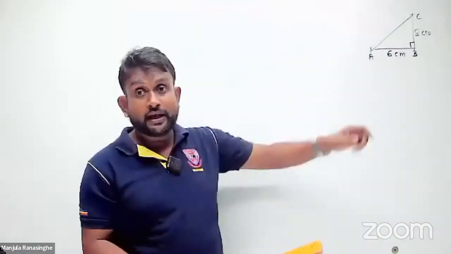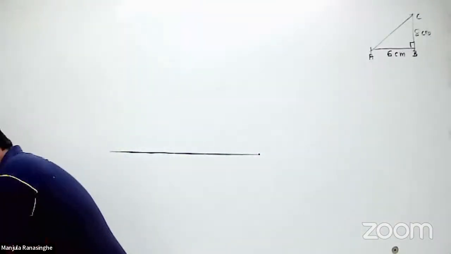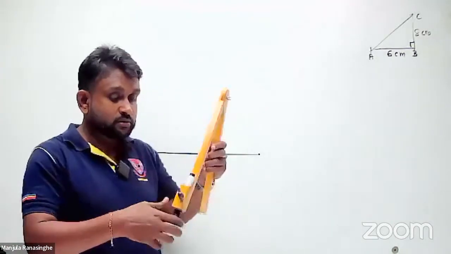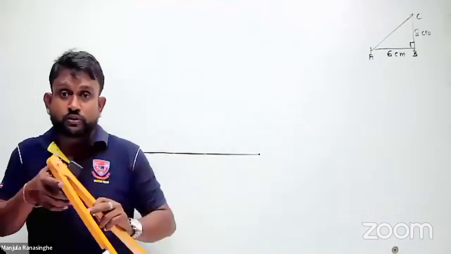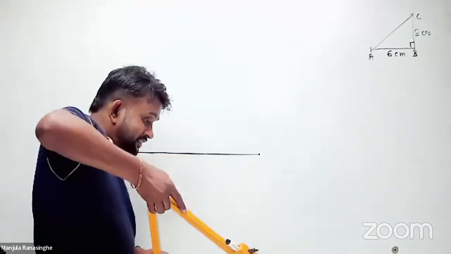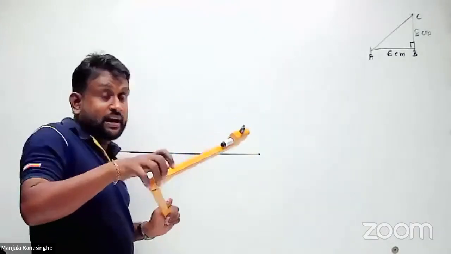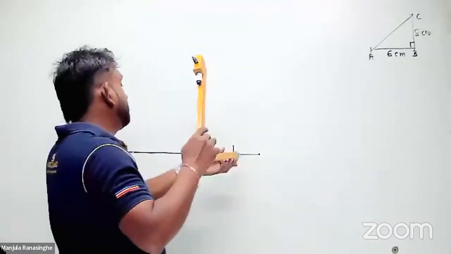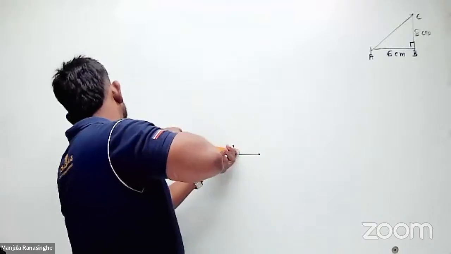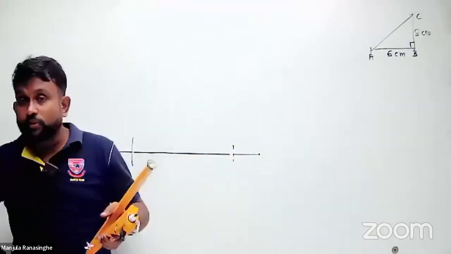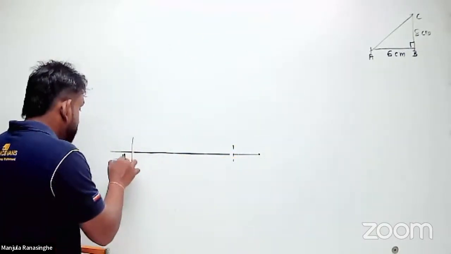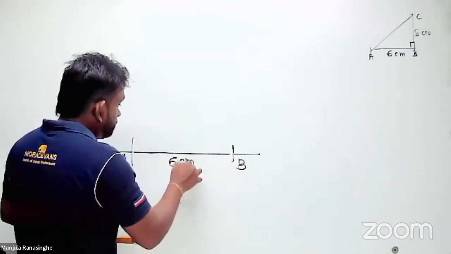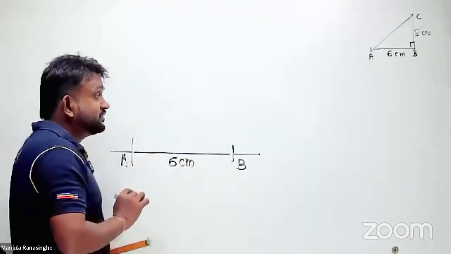Then take AB as 6 centimeter. I take 6 centimeter to the compass, right? Making on a straight edge, I take 6 centimeter. And then I go there and I mark 6 centimeter here, and I go there and I mark there. Now I mark here AB. This is AB as 6 centimeter.